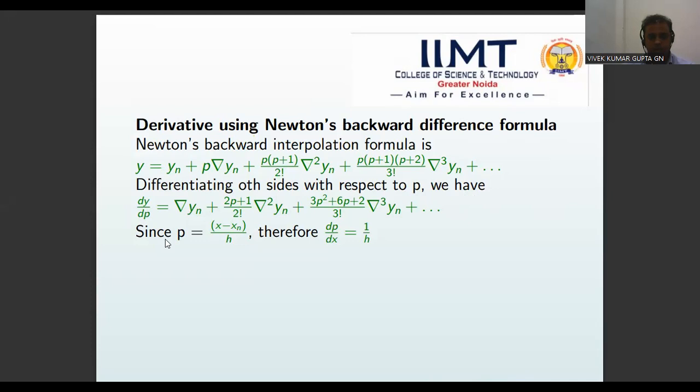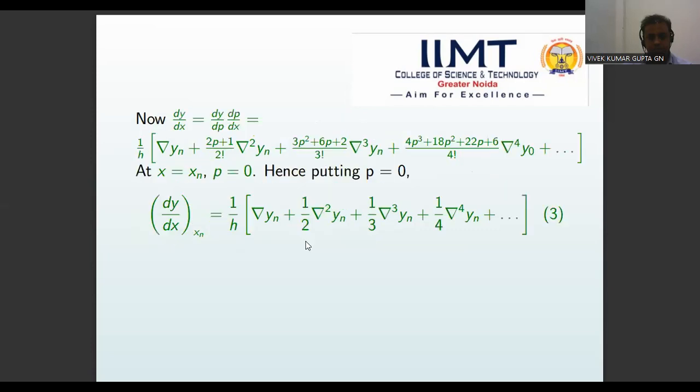Here we know that p is equal to x minus xn upon h. Therefore, dp upon dx is equal to 1 upon h. Similarly, as we differentiated Newton's forward interpolation formula, we can write dy upon dx is equal to dy upon dp into dp upon dx, which is given by this. And at x is equal to xn, p is equal to 0.